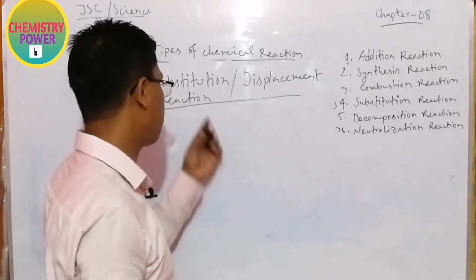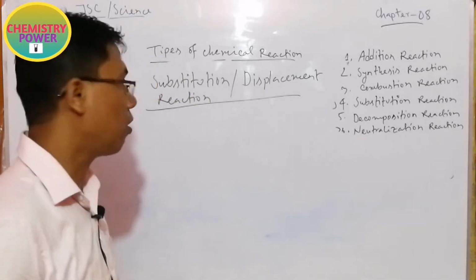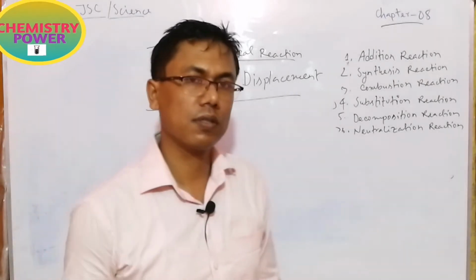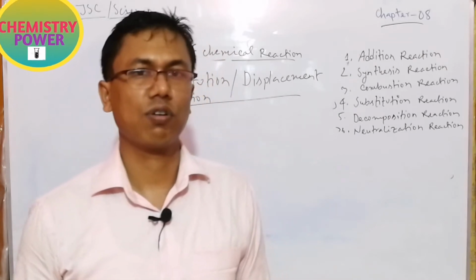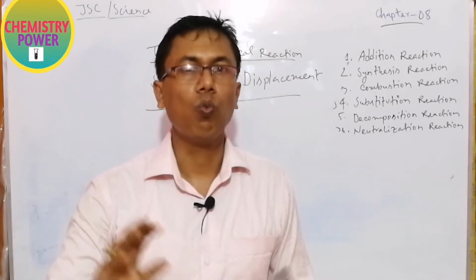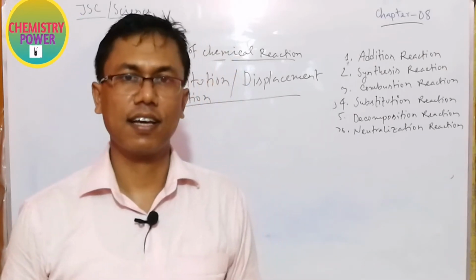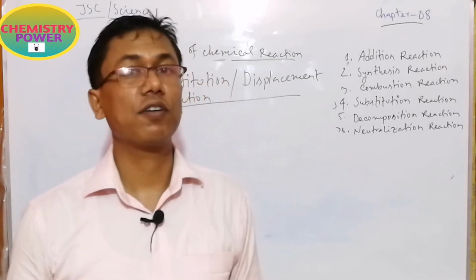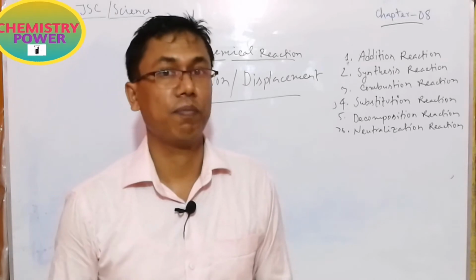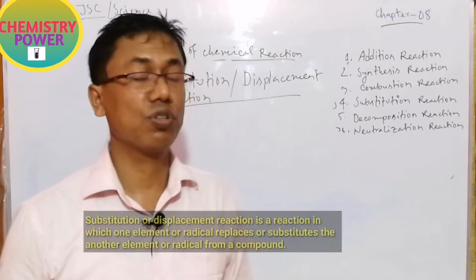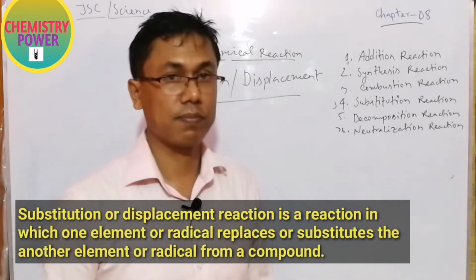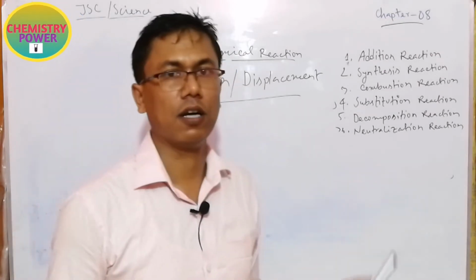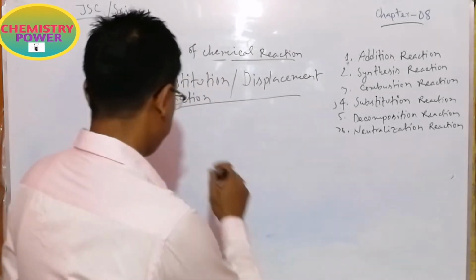Let's now talk about substitution reactions or displacement reactions. A substitution or displacement reaction is a reaction in which one element or radical replaces or substitutes another element or radical from a compound. That is called substitution reactions or displacement reactions. So we can show it with an example.